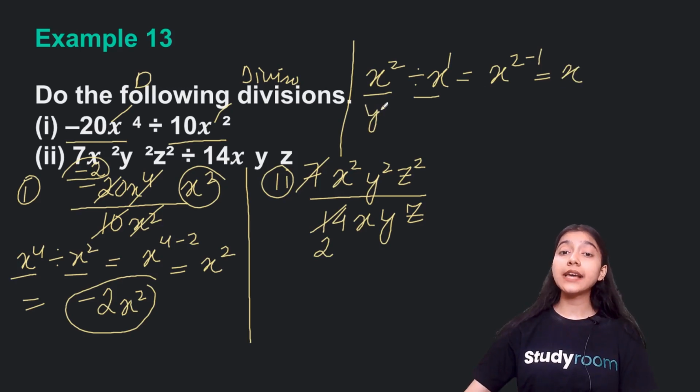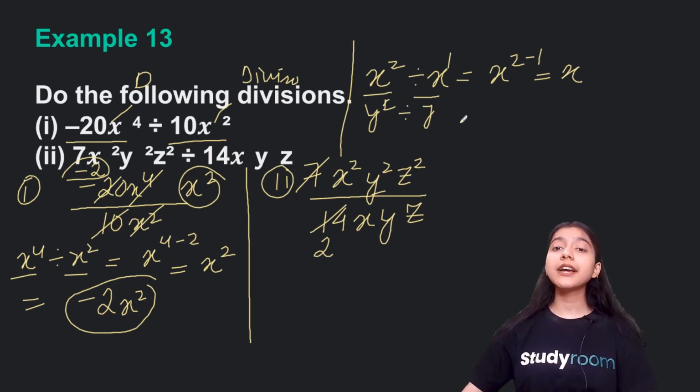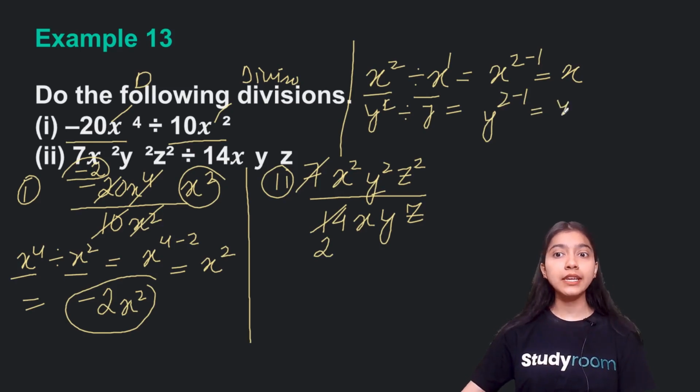Again we have y squared divided by y. Here we have y squared, and in the denominator we have y. So y squared divided by y will give us y to the power of 2 minus 1, which is again equal to y.